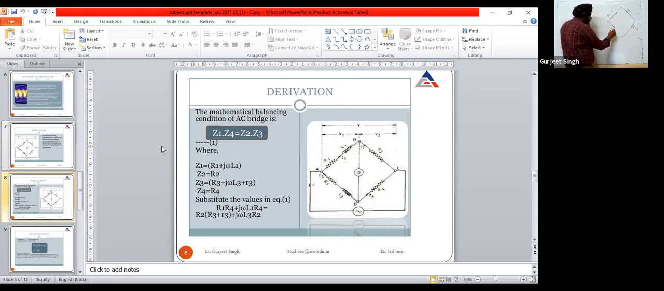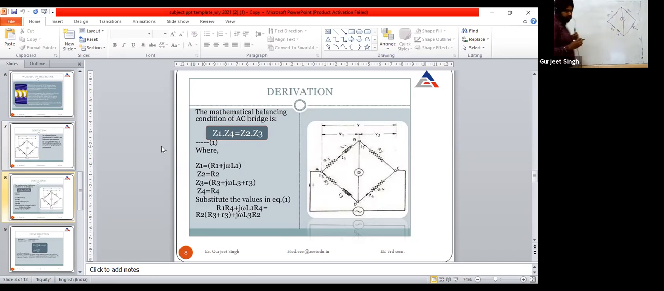resistance. This is the R3, and we are having an inductor value, that inductance is known. This is the L3. Means R3 and L3 values are known to us, and we have to find out the value of R1 and L1 in this bridge. So in the center we are having a detector that is used to show the null indication.